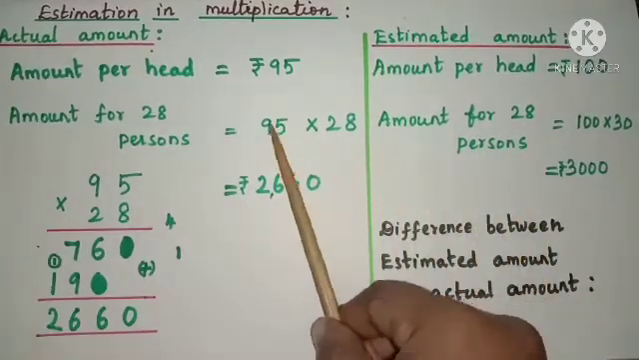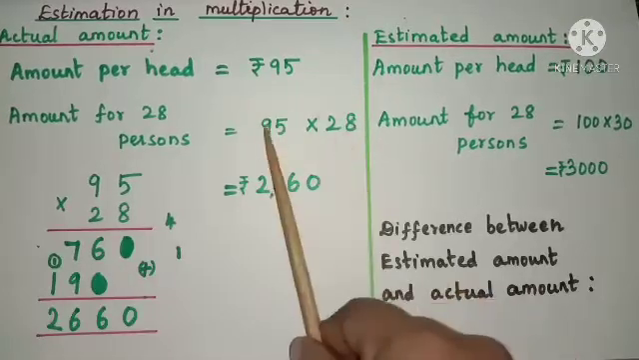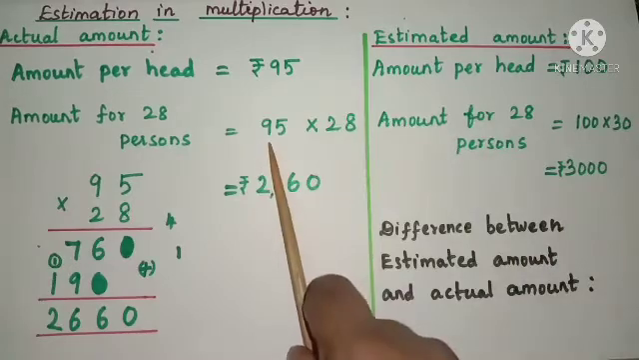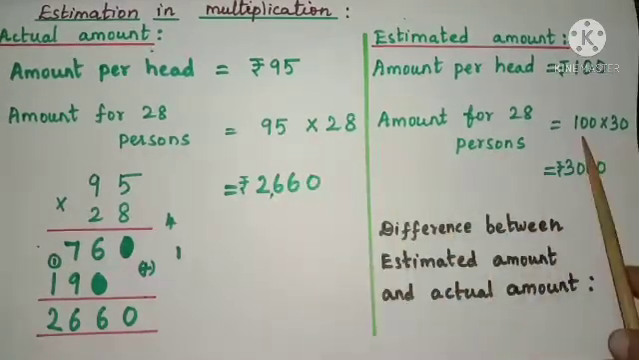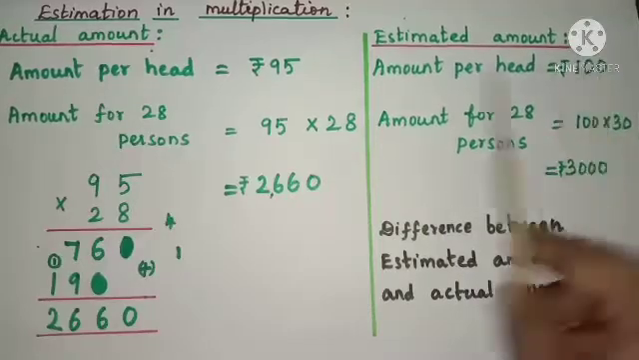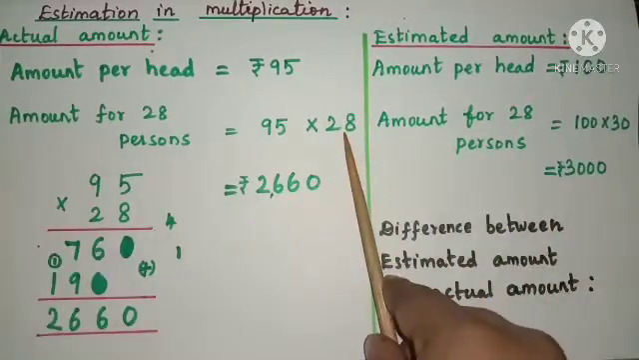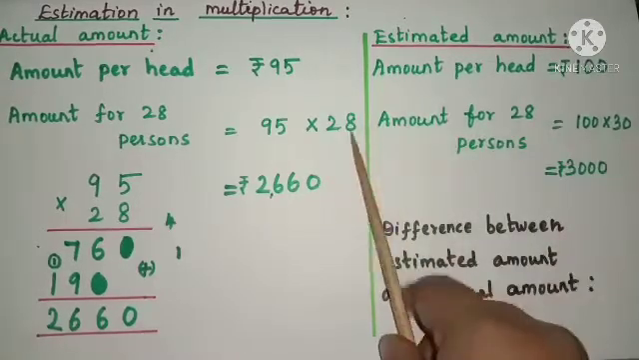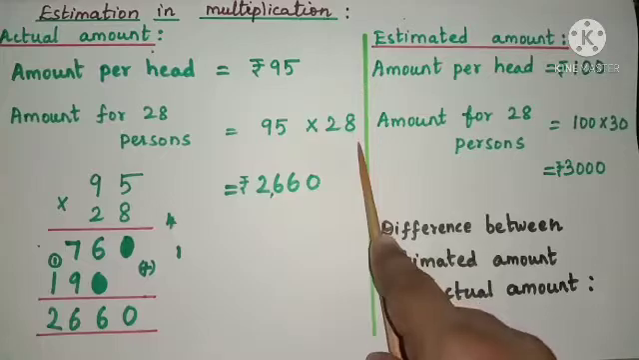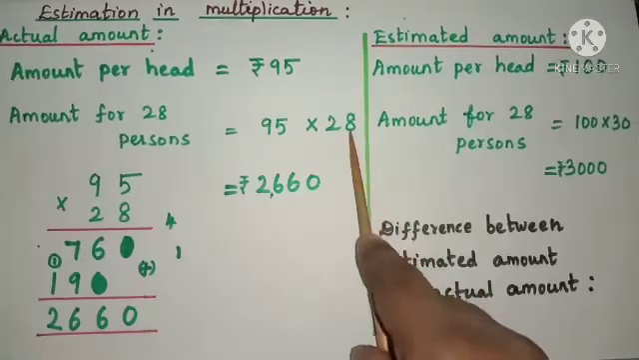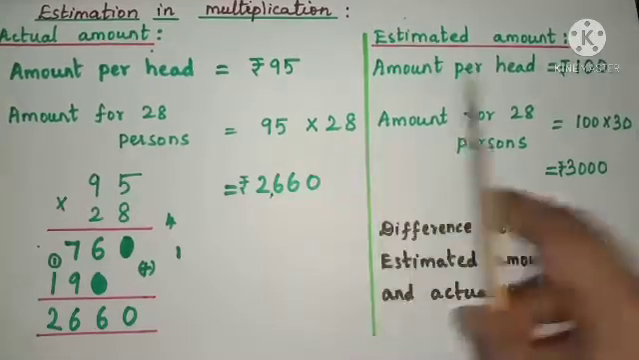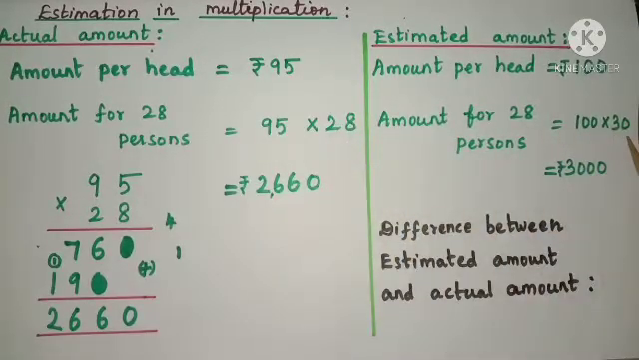So estimate each value and then multiply those values. 95, the estimation of 95 is 100 as we have done here. 28, what is the estimated value for 28? Yes, it is 30 because the unit digit is greater than 5. If it is greater than 5, add 1 to the previous digit and make the unit digit 0. Thus we get 30. Now multiply these two values.